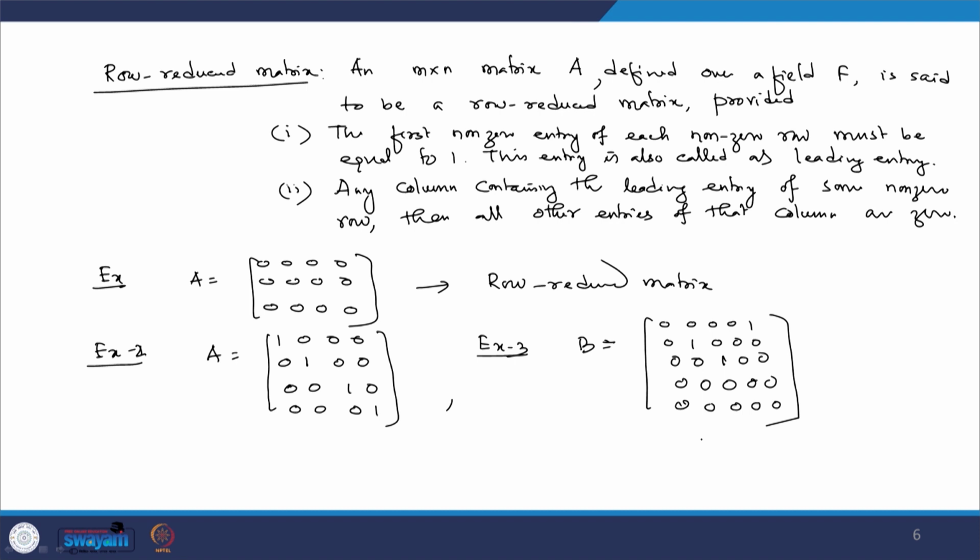Now again you see this is a 6 cross 5 matrix, and I see the first row is also non-zero, and the first non-zero entry is 1 which is appearing in the fifth column, and in the fifth column all other entries are 0. Then the second row is also non-zero and the leading entry appears in the second column and all other entries in that corresponding column are 0 also. Similarly for the third row, the leading entry appears in the third column and all other entries are 0. So conditions 1 as well as 2 are satisfied. So B is also a row reduced matrix.